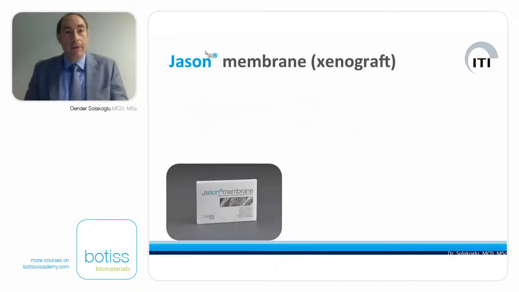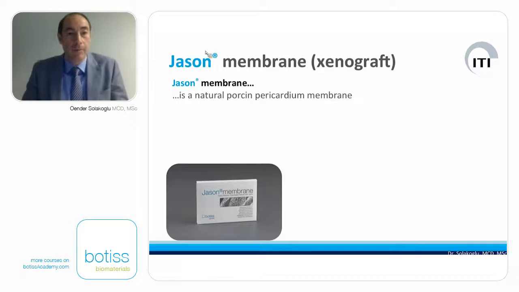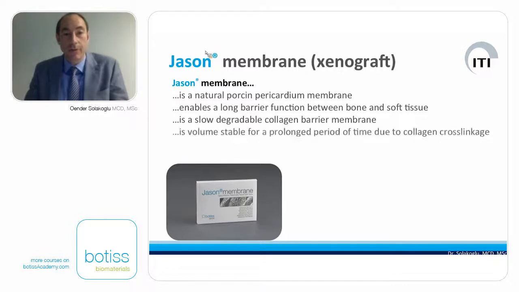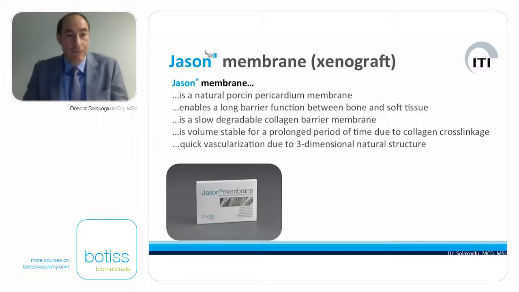The Jason membrane is also of xenograftic origin. It's basically a porcine pericardium membrane, and it also enables a long barrier function between the bone and the soft tissue, and it's a slow degradable collagen barrier membrane, and it's very volume stable for a prolonged period of time because it has its collagen cross-linkage.